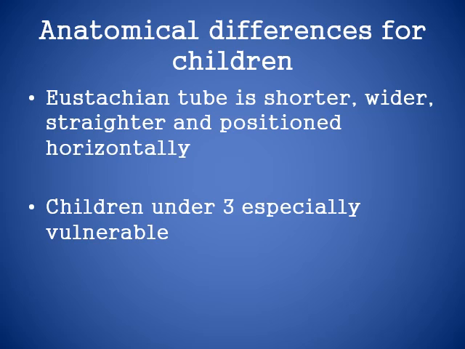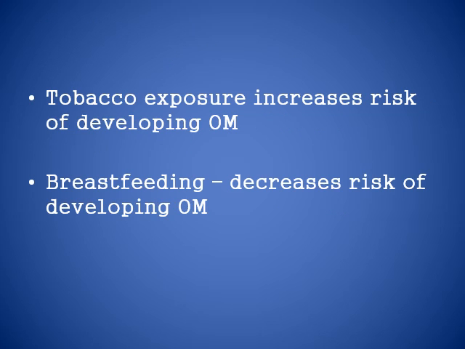So again, children under 3 are a little bit more vulnerable. Their eustachian tubes are shorter, wider, straighter, and positioned more horizontally. As they grow older, it becomes positioned a little bit differently. Tobacco exposure can increase a child's risk of developing otitis media. Breastfeeding decreases the risk, studies have shown.